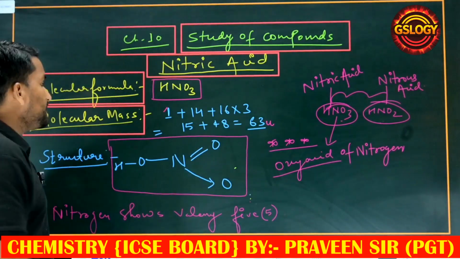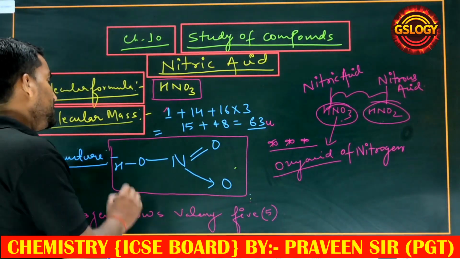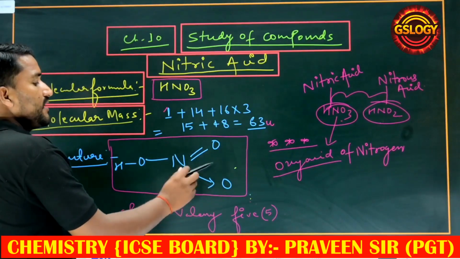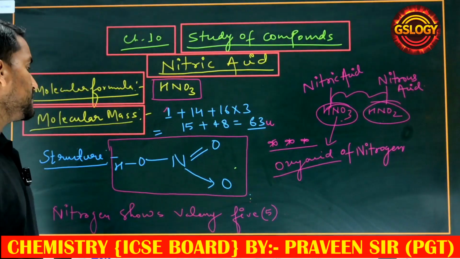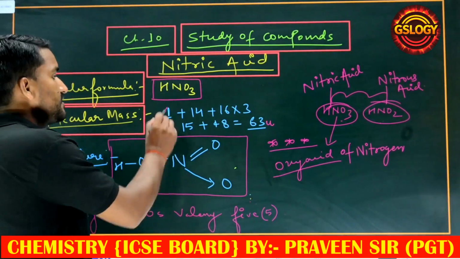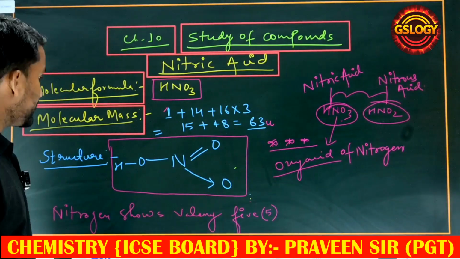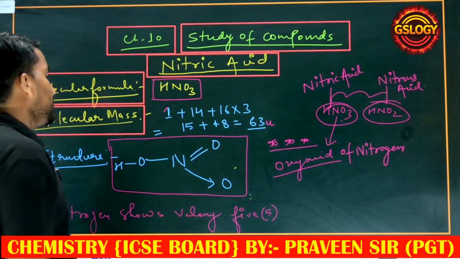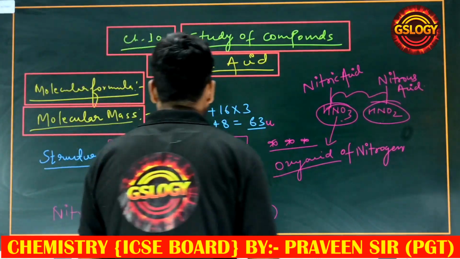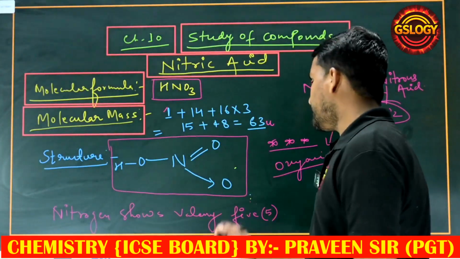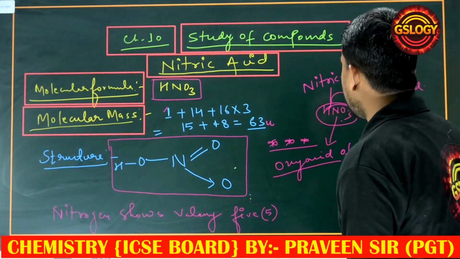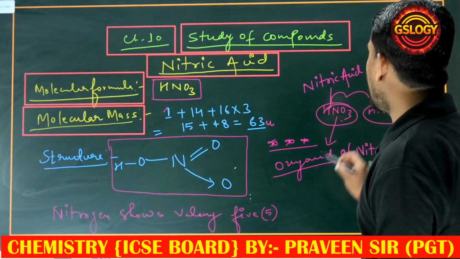And the structure of nitric acid: H-O single bond N, double bond O, and a coordinate bond with an oxygen. So this is the structure of nitric acid. Okay, and in this structure nitrogen shows valency 5. How many does it show? 5 valency.